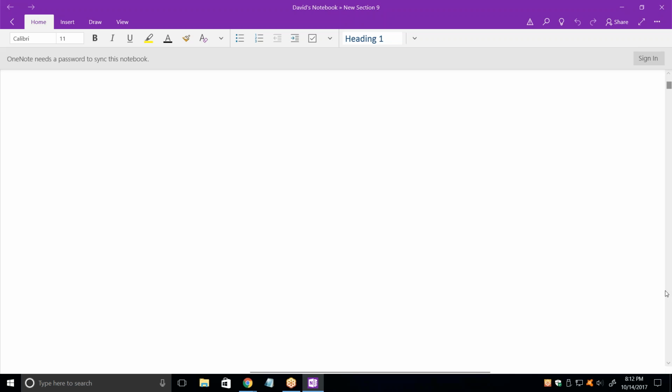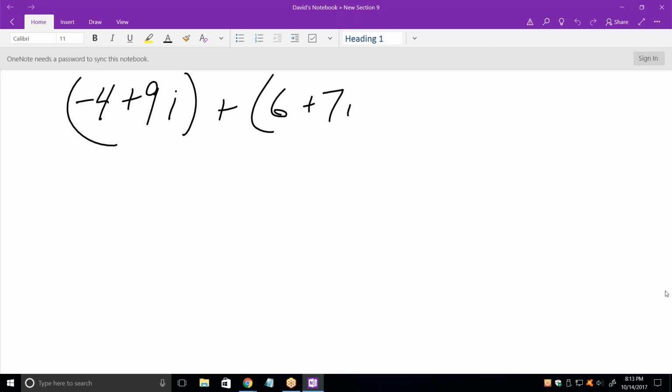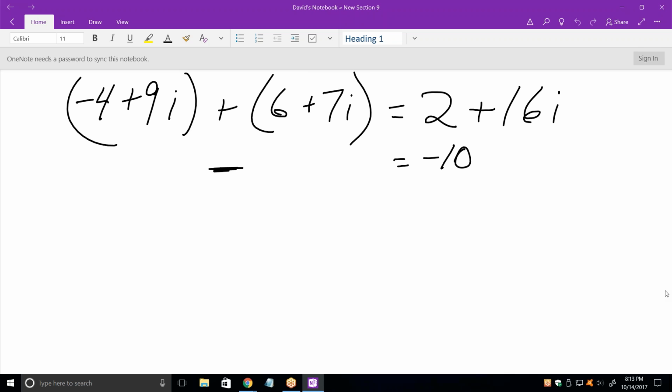So the next one is: add and simplify and write the answer in a+bi form. It's (-4 plus 9i) plus (6 plus 7i). Adding, subtracting, multiplying are all exactly as you think it would be. So would it just be 2 plus 16i? Uh-huh. Now, if we were to subtract those, it would be minus 10 plus 2i.